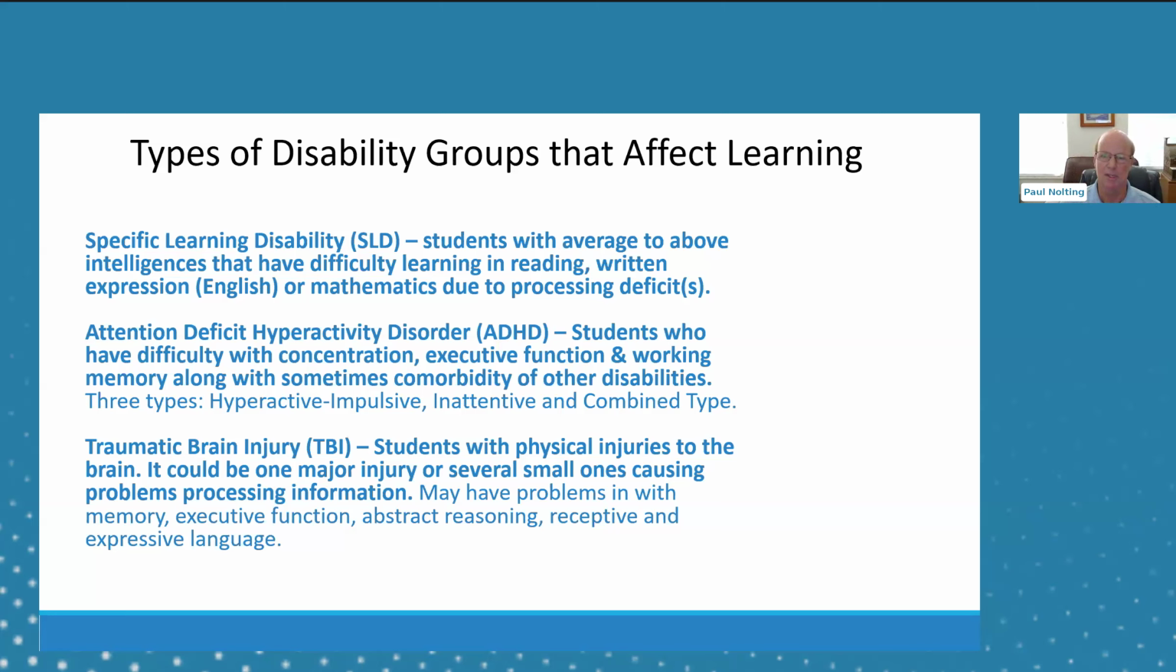So it could be several small, what we call TBIs, which is football, okay, or it could be one big one. They have some problems with executive function like the ADHD students do, problems with abstract reasoning, if you hit that part of their head, and expressive and receptive language. And Aimee's going to go into that. So I'm just going to move on to the next slide because she takes over.